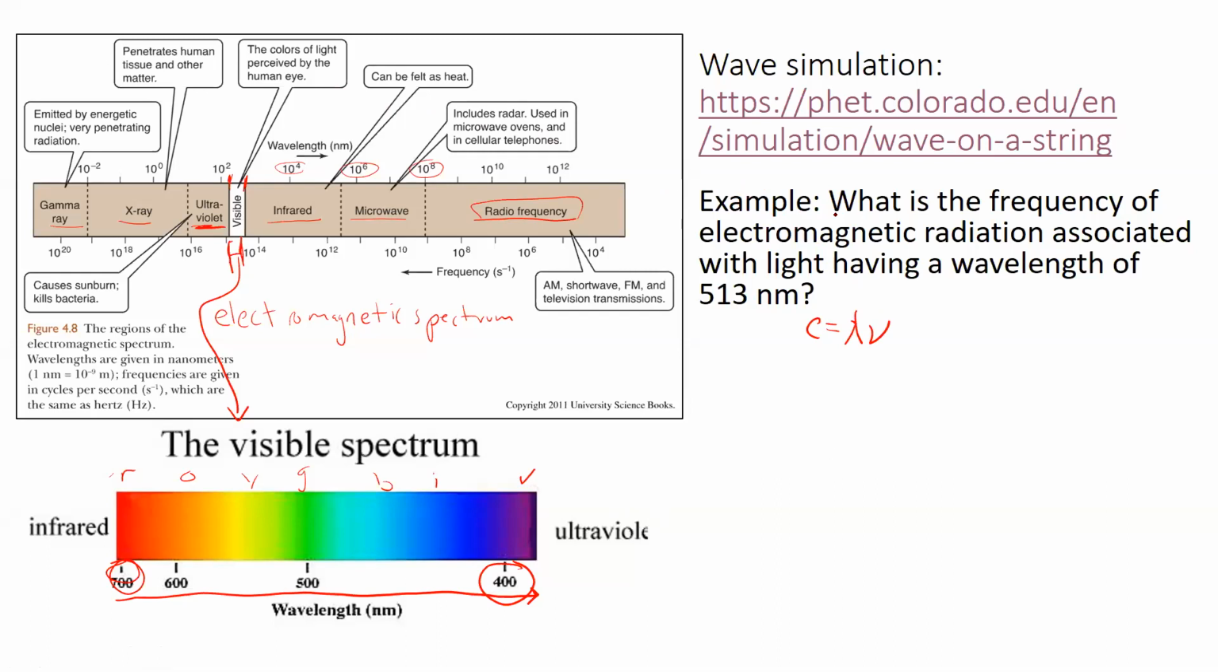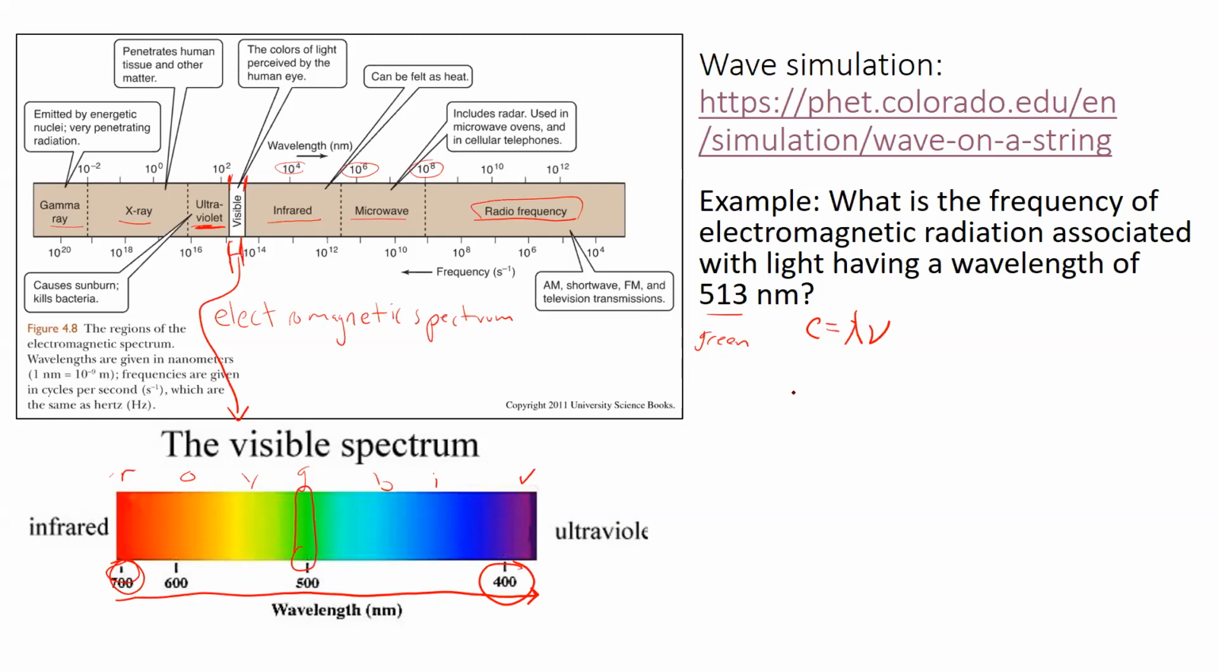And so here, in our example, what is the frequency of electromagnetic radiation associated with light having a wavelength of 513 nanometers? Now, before we do that, I want to point out, light with 513 nanometers is right in this region, and so that light would be green light. So the wavelength of light and the color of light are related to each other. If you know the wavelength, you could look at a spectrum like this and determine the color of that light.